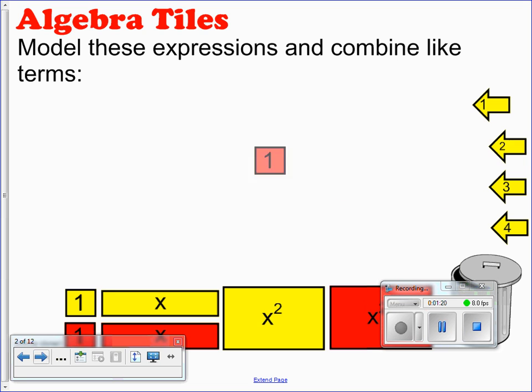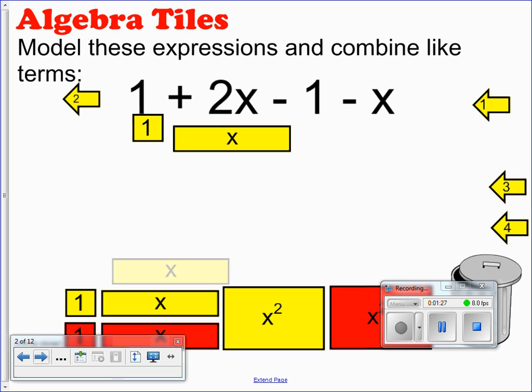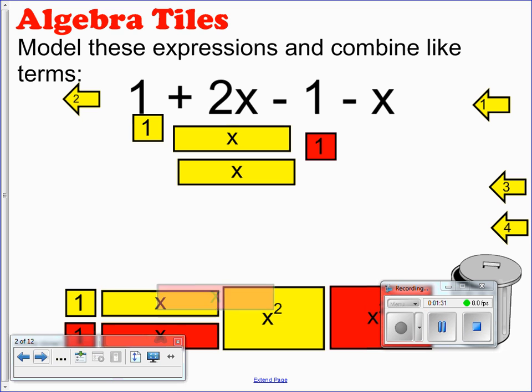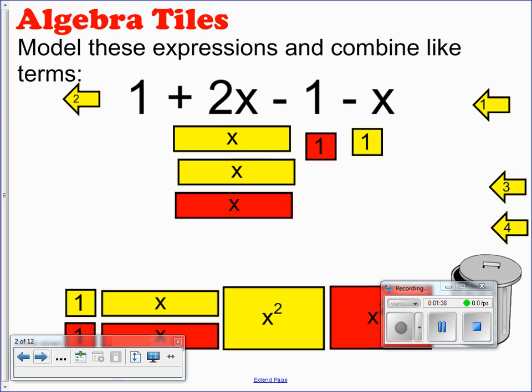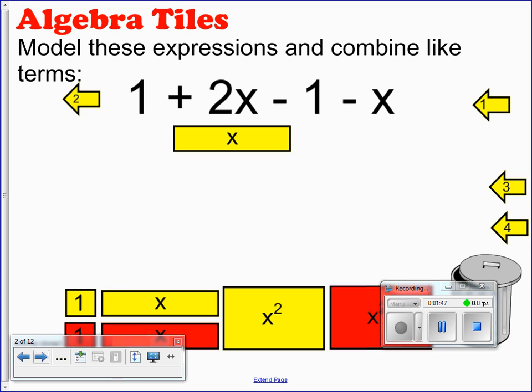Let's try another one. Here we have 1 plus 2x minus 1 minus x. So if we combine the like terms, we'll put the variables together and the constants together. We have a negative and positive 1. And then we have a negative x and a positive x. So the simplified expression is just x.